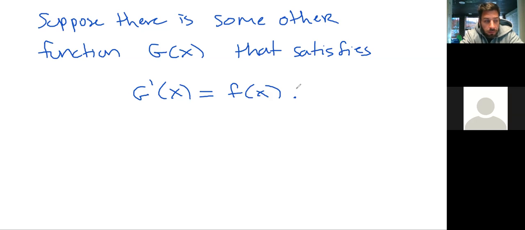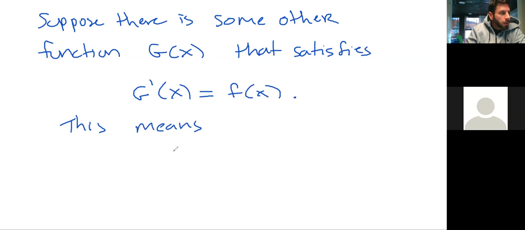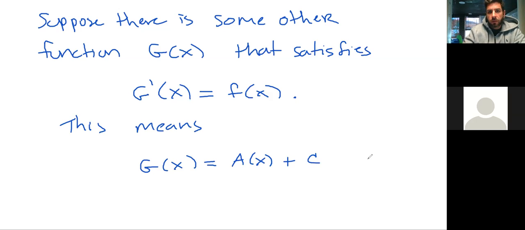Which means, what? Well, it means that G and A have to have this relationship. This means that G of X must be A of X plus a constant. I mean, look at that. If you don't believe me, just look at this last line I've written.